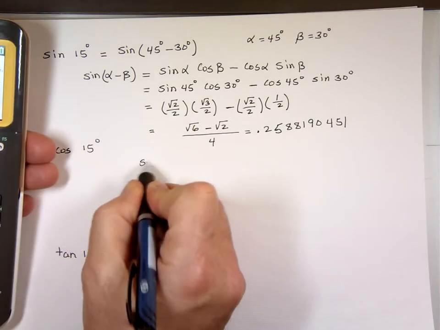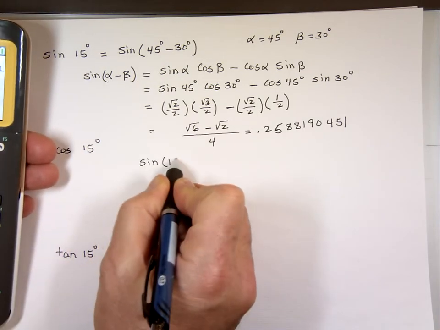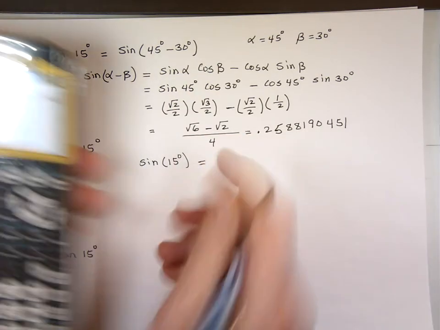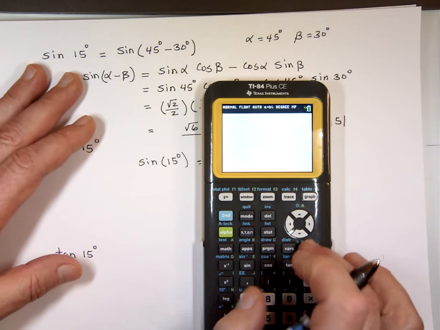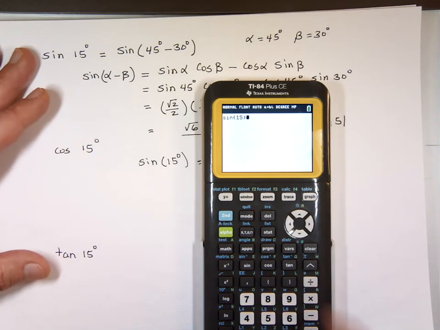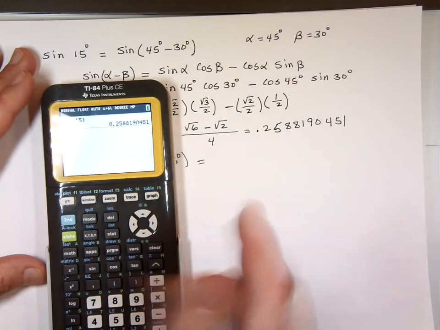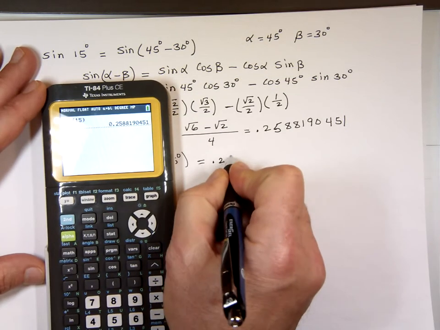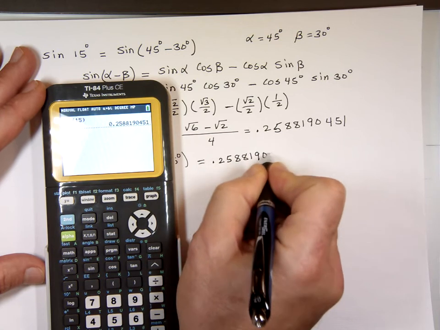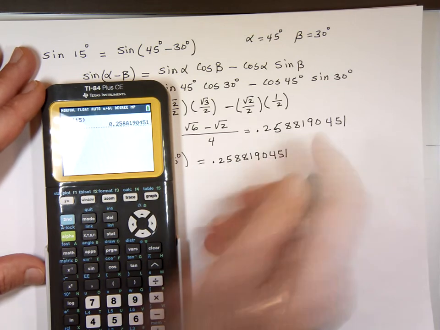degrees without doing all this work. Let's see if it gives me the same answer. Here we go. Clear. Sine 15 degrees. 0.258819045. Did we get the same answer?